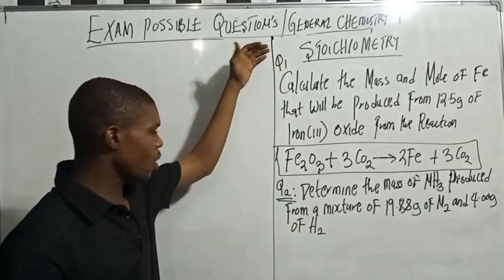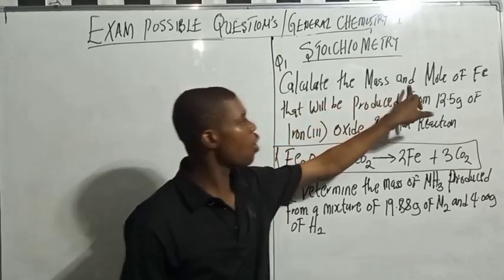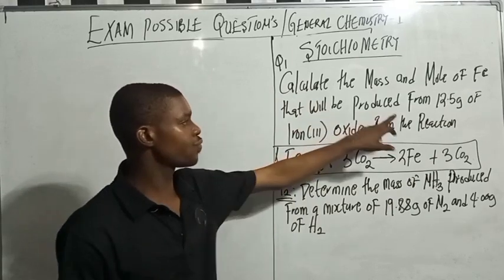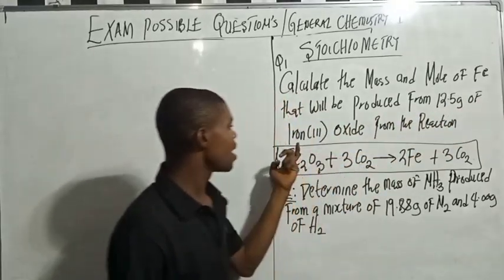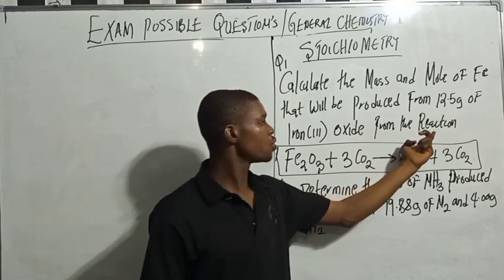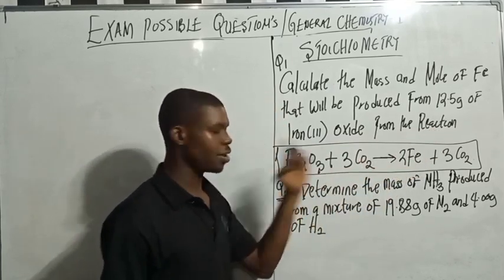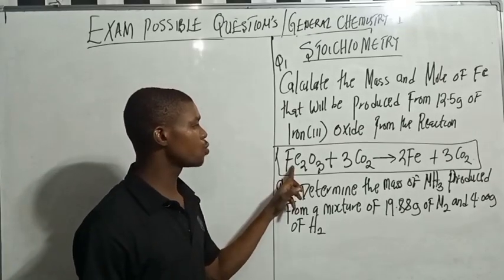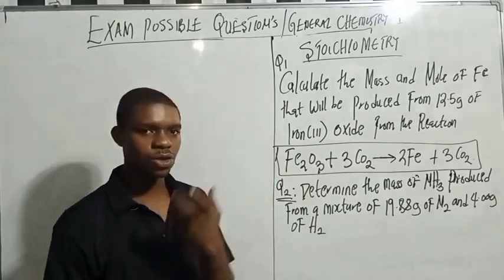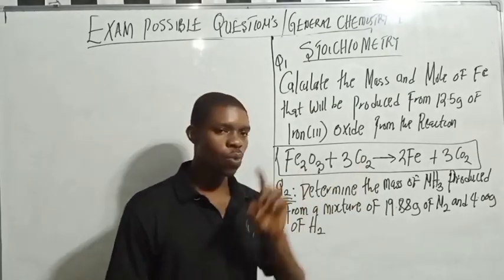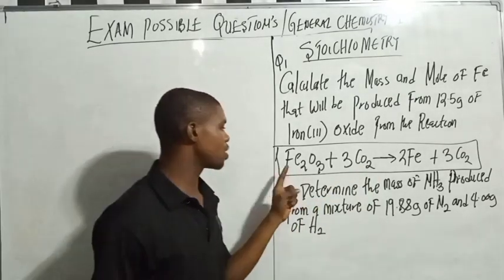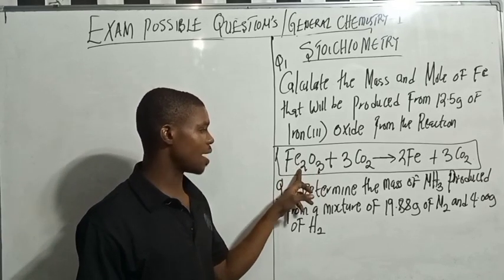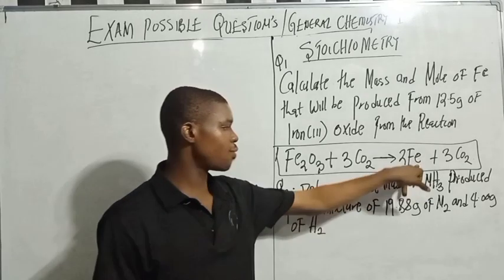Look at these two questions. Calculate the mass and mole of Fe, iron, that we produce from 12.5 gram of iron(III) oxide from the reaction. Look at the reaction here. If you check very well, the mass of iron(III) oxide was given to me. The mass of CO2 was not given to me. So we are using the mass of Fe2O3, which is iron(III) oxide, to calculate the mass and mole of iron.